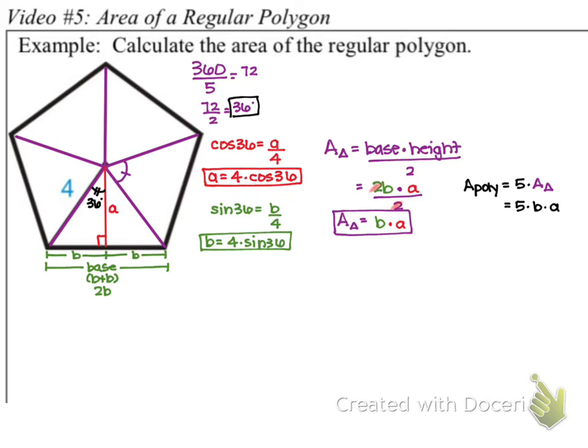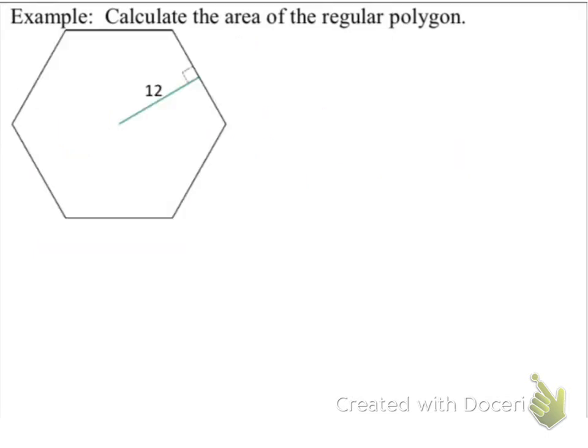Now I'm actually going to start grabbing my calculator. So I'll do 5 times, well, B was identified as 4 times sine of 36, times the length of A, which is 4. Type that into our calculator and we'll find the area of the polygon. And our approximation is going to be 38.0422 units squared. So that's the area of the polygon. Okay, moving on to the next one.